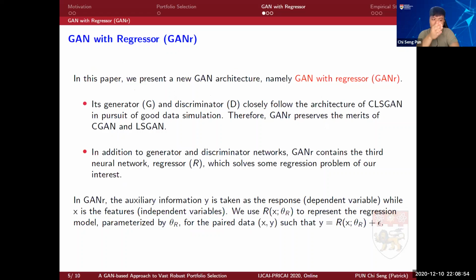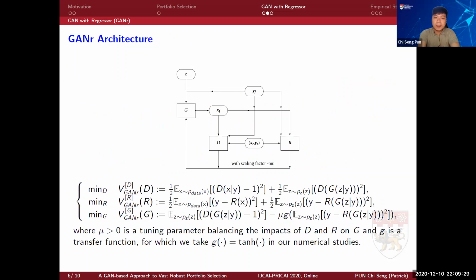So in our GAN, we will have three neural networks. We still have the generator G and discriminator D. Their job is to duplicate the real data, so it is to generate some imaginary scenarios. And we will have our third neural network, the regressor. So it by right can solve any regression problem, so our framework is extendable to some other regression problems. But here we are solving the risk minimization problem. So this is our GAN-R architecture.